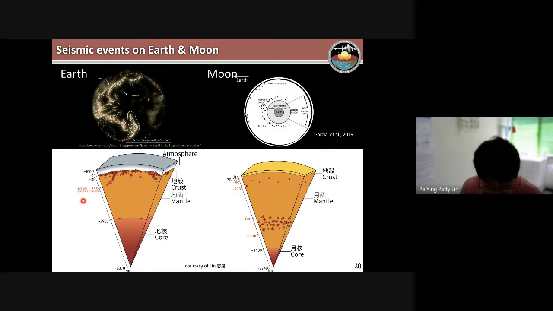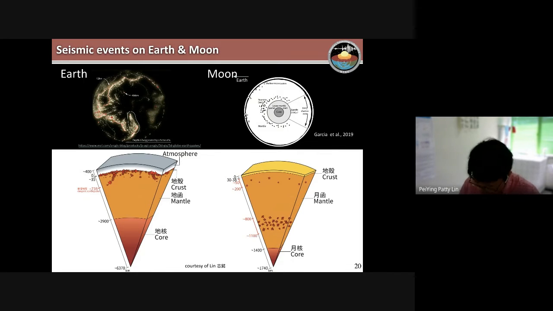And the deepest earthquake ever recorded only happened at about 700 kilometers depth. So far, we haven't detected any earthquakes at deeper depths. And there are lots of reasons, but I'm not going to talk about them. But this is what we know now.